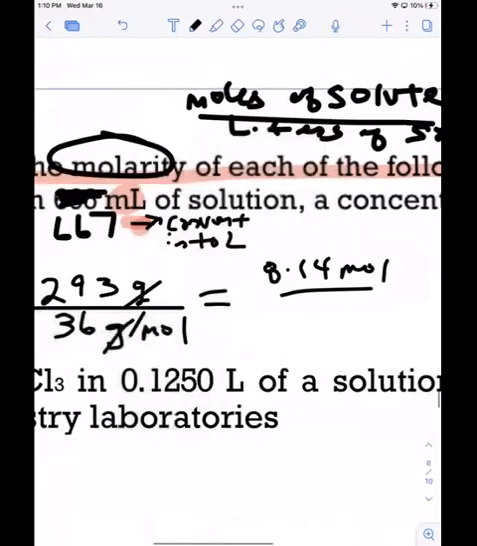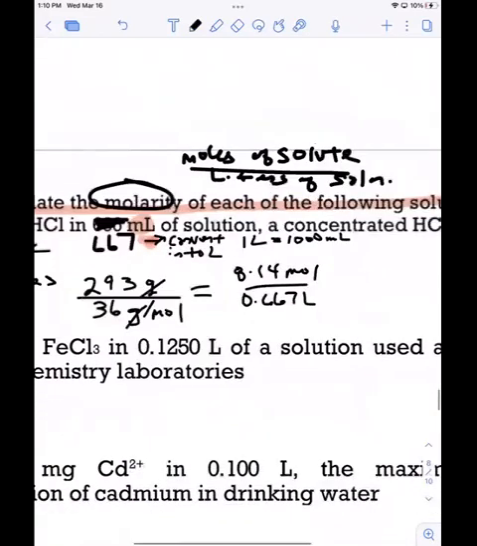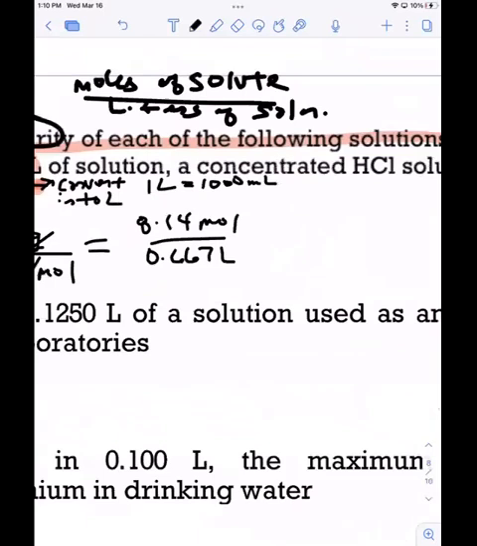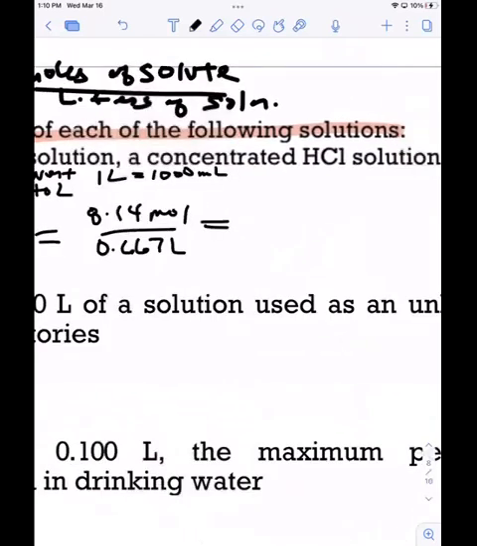So it'll be 0.667 liters. That's 1 liter is 1,000 milliliters. That's our conversion for that. All right, so then the concentration here, we just run the numbers and get the calculation, and that's it. What do you have?